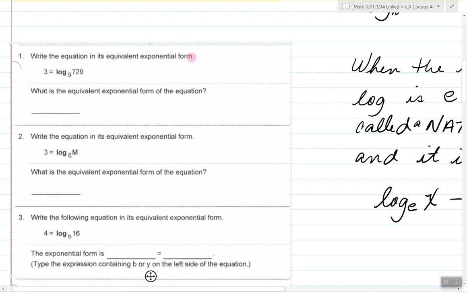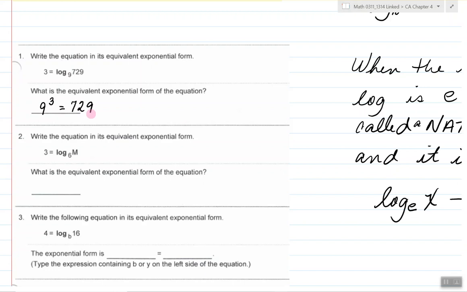For me, the easiest way to do this is, look, it says 3 is equal to log base 9 of 729. Start with the base, 9. Go to the exponent. Logarithms are equal to the exponent. So 9 to the third is equal to, the argument of the log is the value down here, 729. You are simply taking the numbers and putting them in other places.